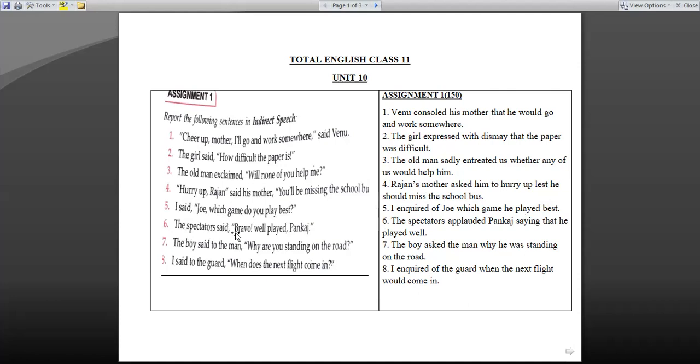Sixth one, the spectators said, bravo, well played, Pankaj. The spectators applauded Pankaj, saying that he played well. Seventh one, the boy said to the man, why are you standing on the road? Answer is, the boy asked the man why he was standing on the road. Eighth one, I said to the guard, when does the next flight come in? I inquired of the guard when the next flight would come in. Moving ahead to the next exercise.